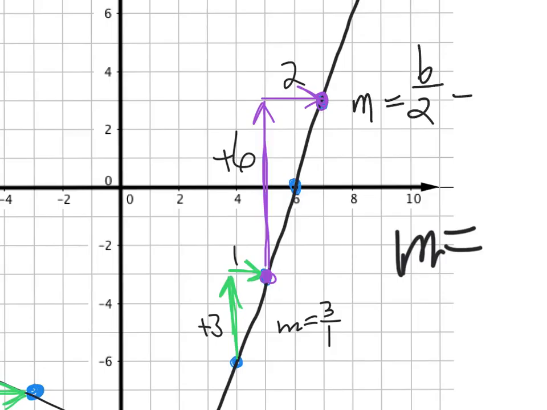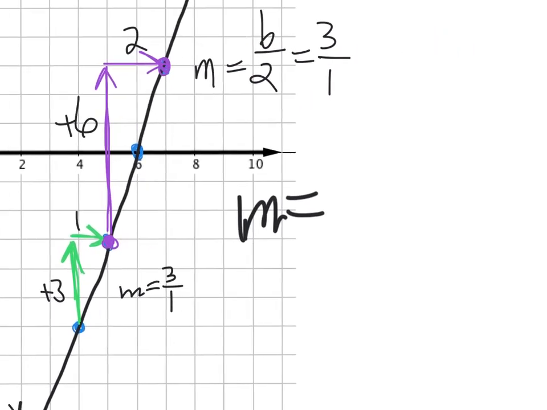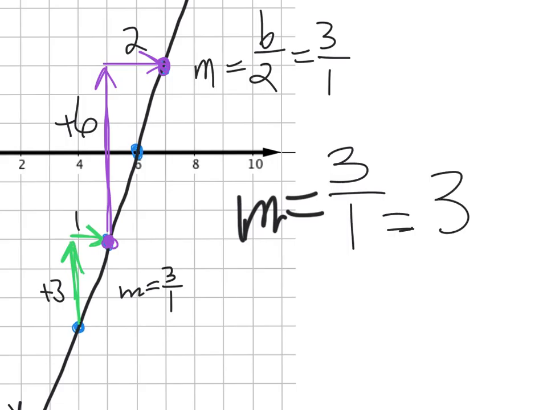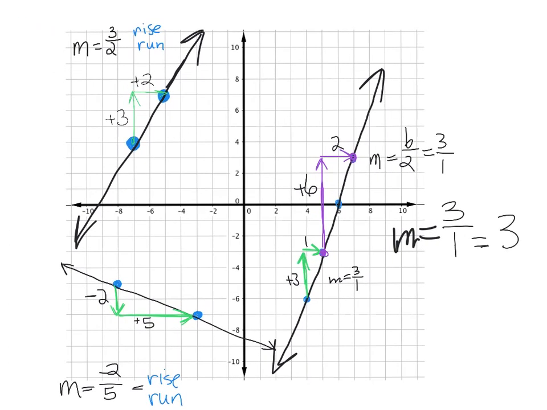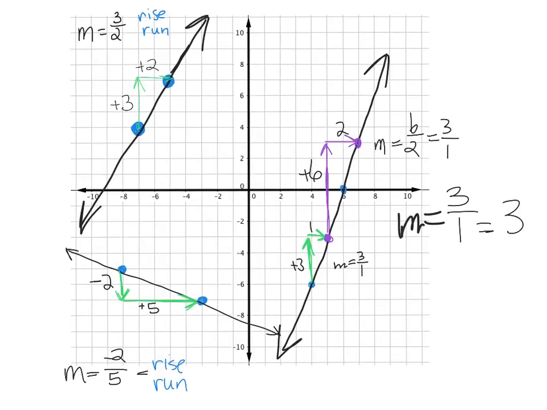6 over 2, but that reduces to 3 over 1, just like this little slope down here when I was comparing from these 2 dots, and I had a slope of 3 over 1. And if I skipped a dot, I get the same slope. It's 6 over 2, but it reduces to 3 over 1, so it's the same slope. So in this case, our slope, no matter what, is 3 over 1, but we can also just call it 3. All right, so that's the quick rundown on what slope is.